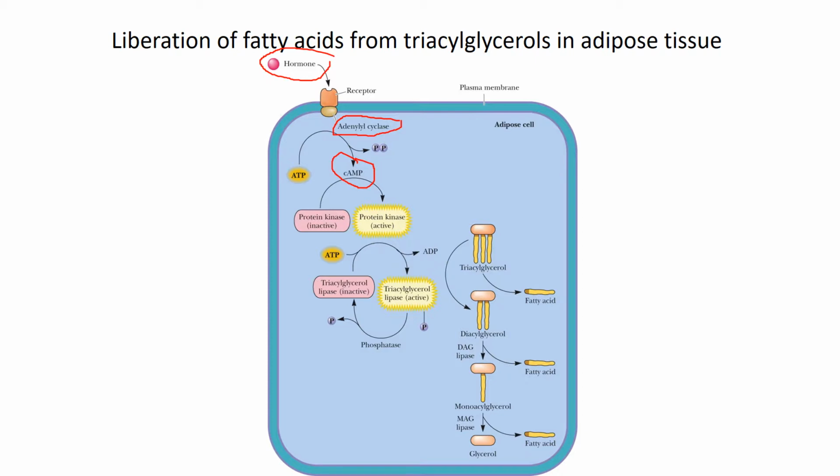So we remove one with the hormone-sensitive lipase, and we get a diacylglycerol, or a DAG. DAG lipase will then hydrolyze a second fatty acid, so we end up with a monoacylglycerol. And finally, monoacylglycerol, or MAG lipase, will release that last fatty acid, and then we also have finally our glycerol molecule.